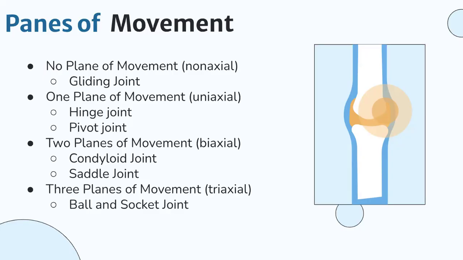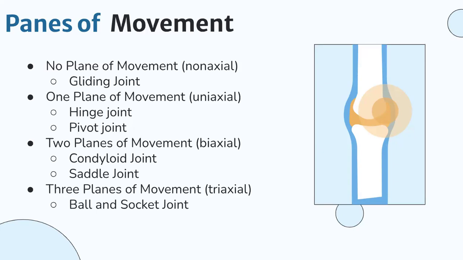So, gliding joints can be located between your carpal bones and your tarsal bones. Again, carpal is referring to your wrist, tarsal referring to your ankle. Next, uniaxial, which is one plane of movement. An example of this is your hinge joints and your pivot joints.